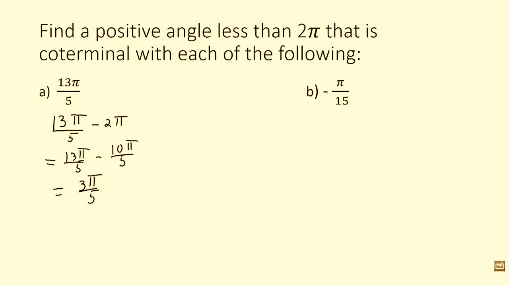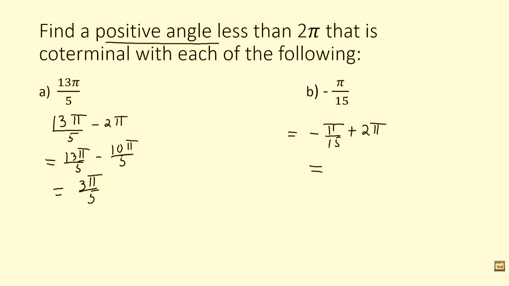In the next example, again, we want to find a positive angle less than 2 pi that is coterminal with the given angle, a negative pi over 15. In this case, I want a positive angle. It says find a positive angle less than 2 pi. So in this case, I need to add 2 pi. So I have a negative pi over 15 plus 2 pi.